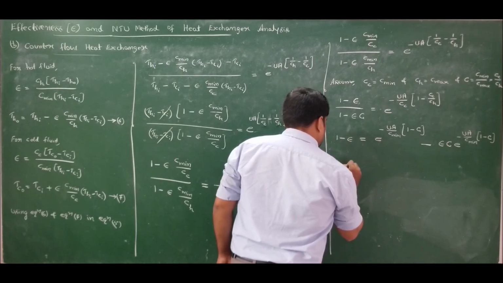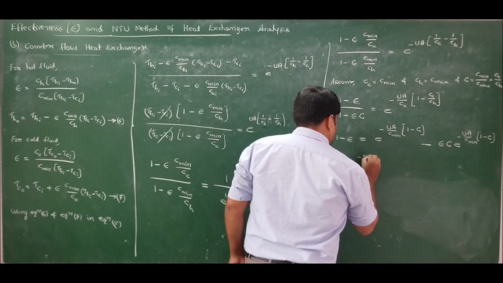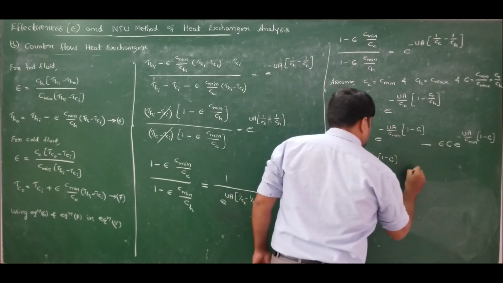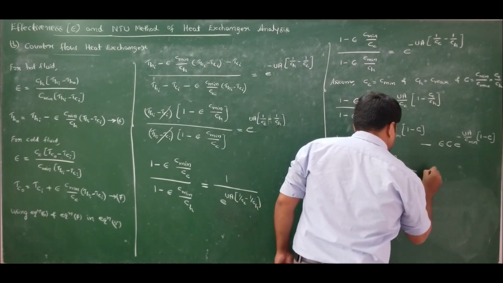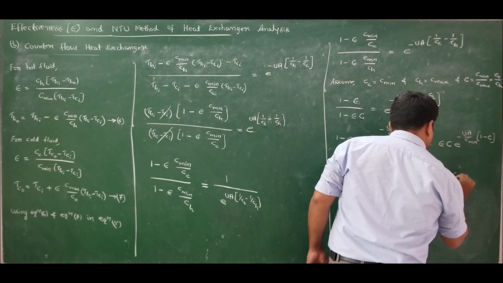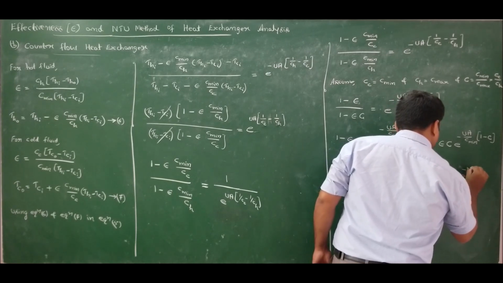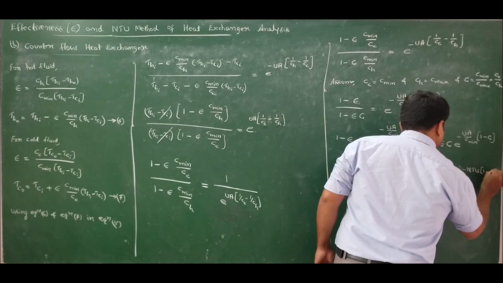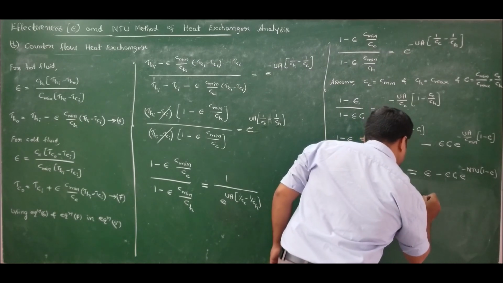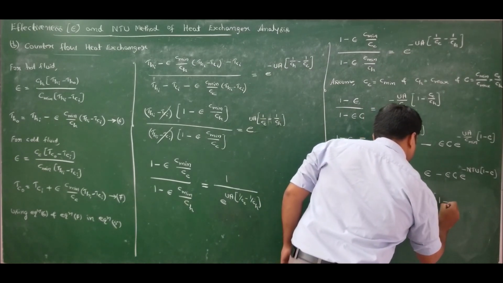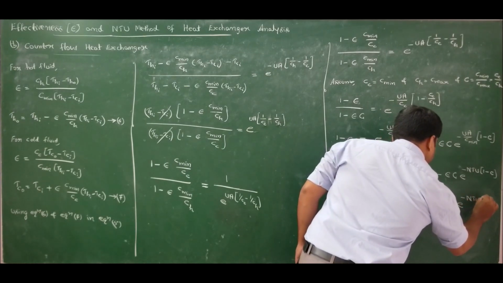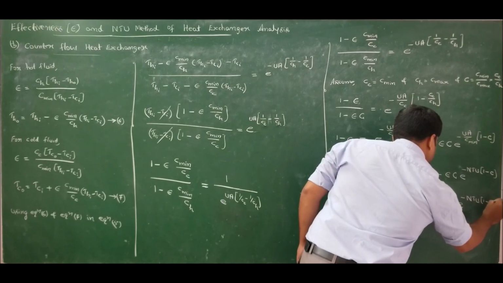I am left with 1 minus e to the power of minus NTU times 1 minus C is equal to, I will take epsilon here, it will be epsilon minus epsilon C into e to the power of minus NTU times 1 minus C. Now take epsilon common, so that is epsilon, if I take common, I will get 1 minus C into e to the power of minus NTU times 1 minus C.